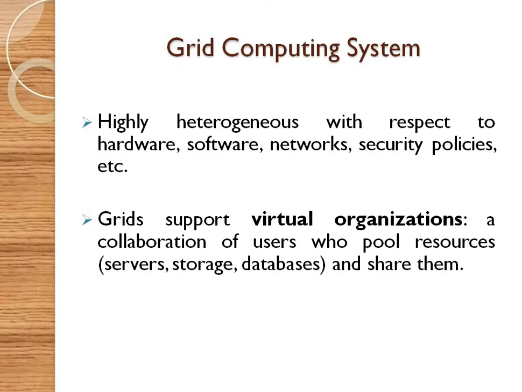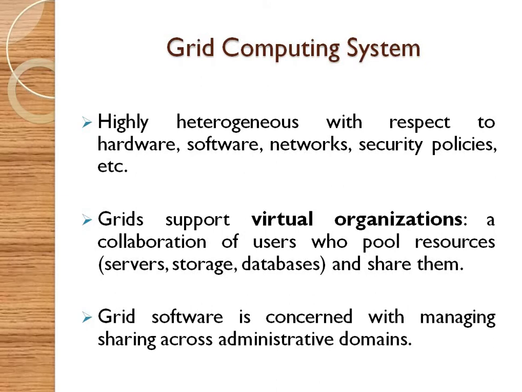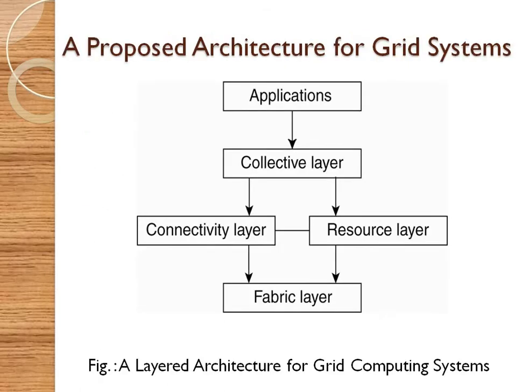Typically, a resource consists of compute servers like supercomputers, clusters, computers, etc., the storage facility, and the databases. In addition, special devices such as telescopes and sensors can also be provided. Grid software is concerned with managing sharing across administrative domains. A figure shows a layered architecture of grid computing system.